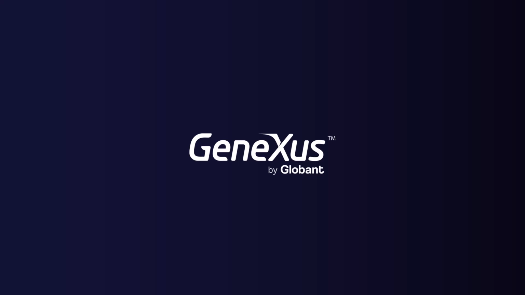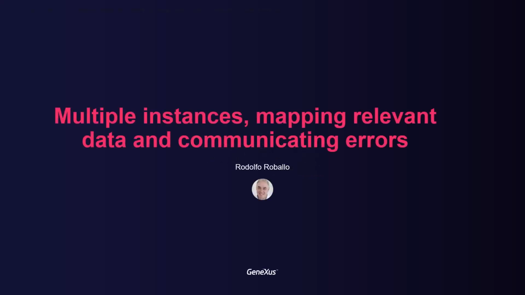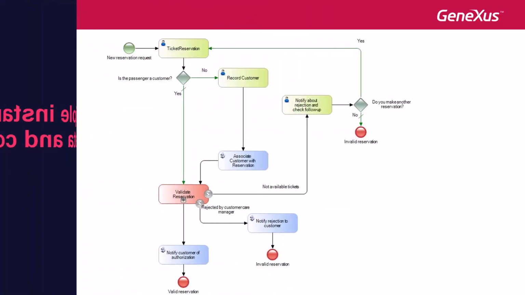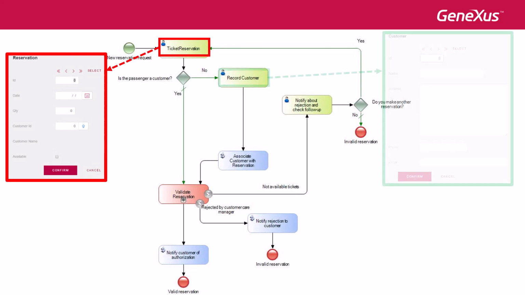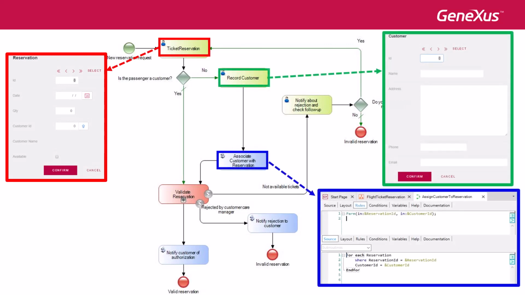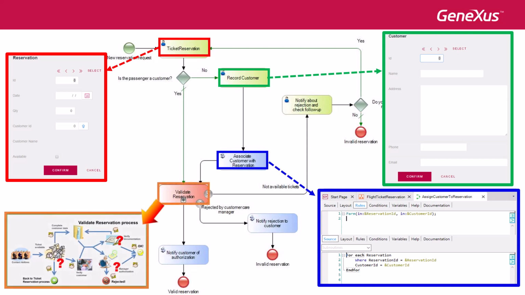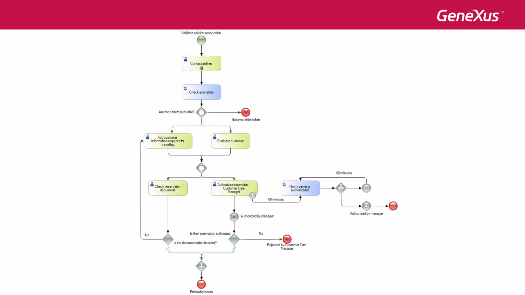In previous videos, we've associated the tasks in the travel agency's ticket reservation diagram to Genexus objects, converting the process model into a functional application. We will continue to do the same with the reservation validation diagram, a subprocess of the ticket reservation process. If we examine the validate reservation diagram, we can see that the first task will be to contact the airlines.